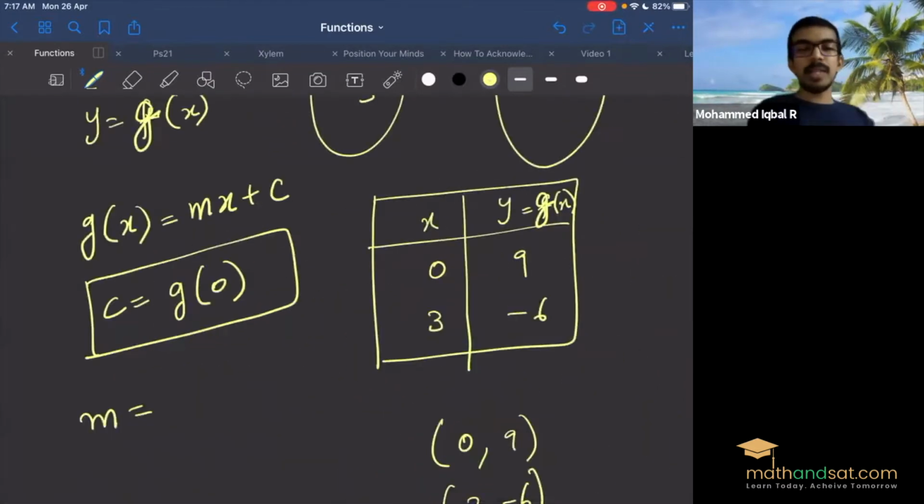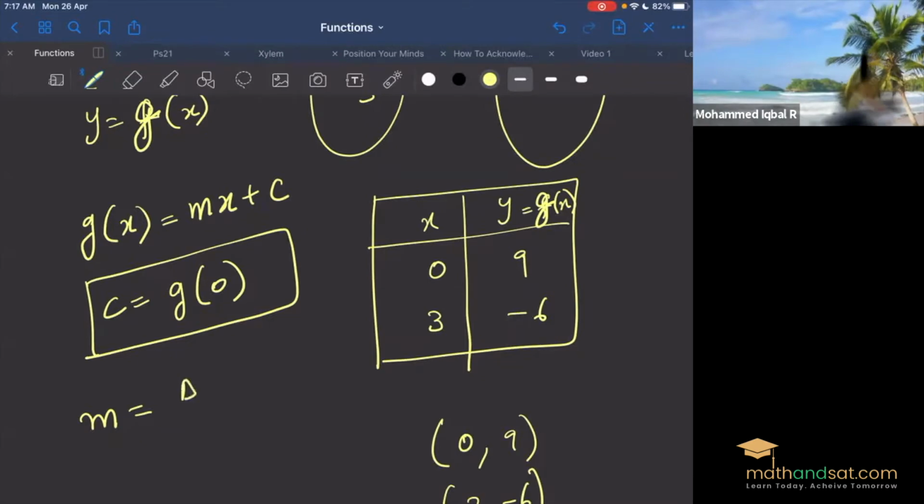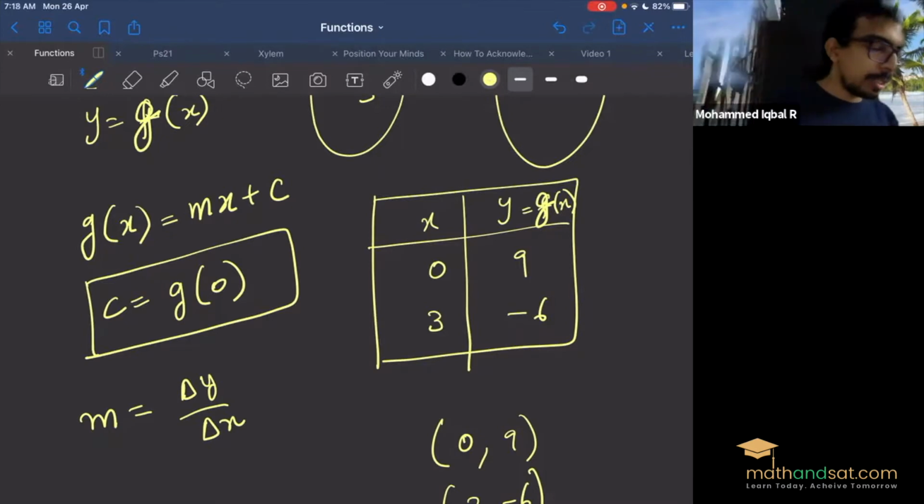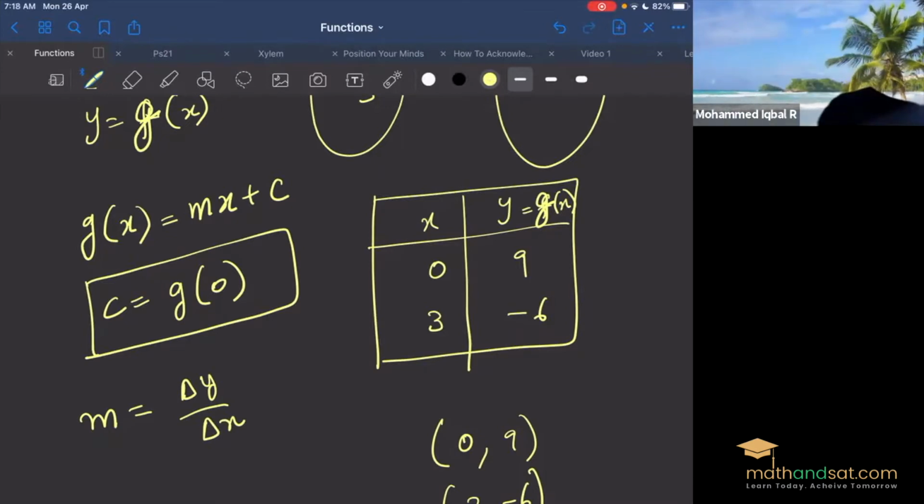Now, what is the significance of c? The significance of c is the output when the input is 0. What is the significance of m? The significance of m is delta y over delta x. So we have these numbers and we can quickly figure out what g of x is. So c is the output when input is 0. It is directly given in the question. This is 9.